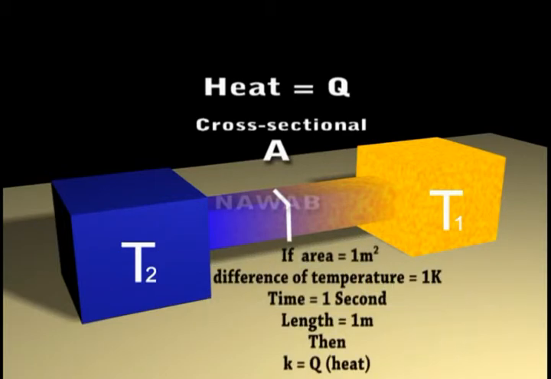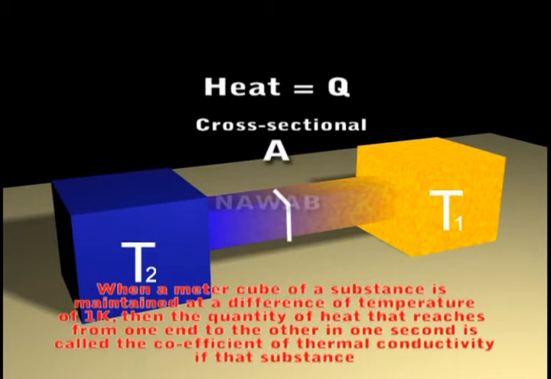If the area is 1 meter square, difference of temperature is 1 Kelvin, time is 1 second and length is 1 meter, then K will be equal to heat Q. When a meter cube of a substance is maintained at a difference of temperature of 1 Kelvin, then the quantity of heat that reaches from one end to the other in 1 second is called the coefficient of thermal conductivity of that substance. Material objects whose K has large value are said to be good conductors, and those having less value are called insulators.